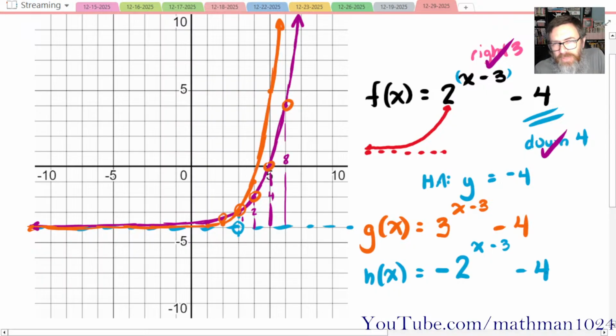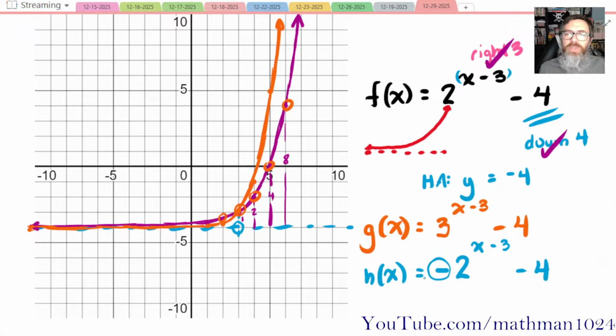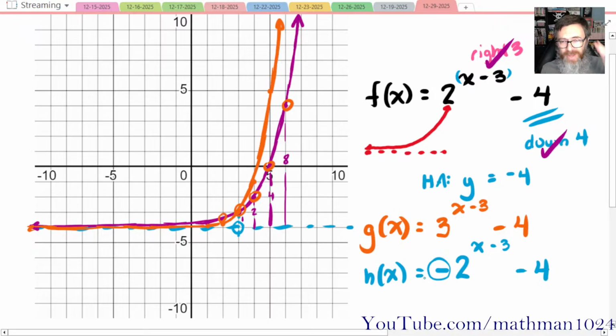Well, how different should this be? What's changed? The only thing that's changed is having a negative in front of the main part of the function, which is a reflection across the x-axis. So we've turned it upside down, but we still have the same shifts and translations, where we're going down 4 and to the right 3.